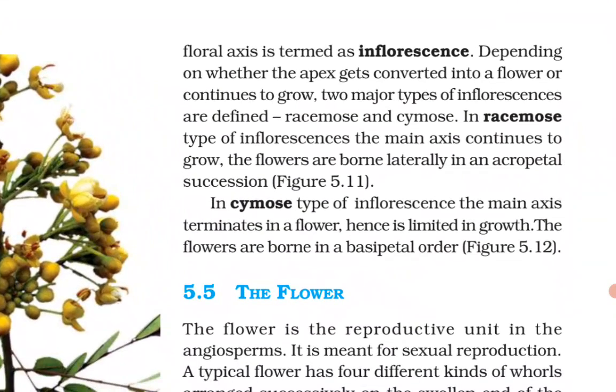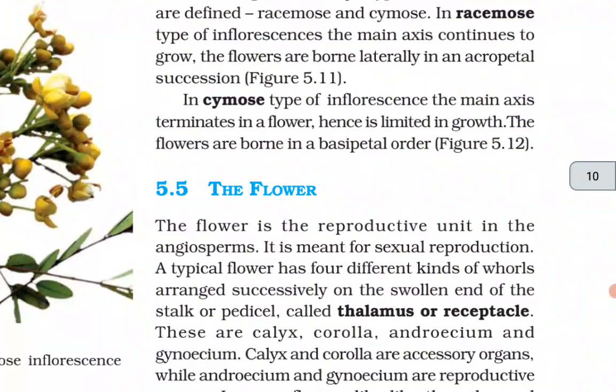Depending on whether the apex gets converted into a flower or continues to grow, two major types of inflorescences are defined: racemose and cymose. In racemose type of inflorescences, the main axis continues to grow. The flowers are borne laterally in an acropetal succession. In cymose type of inflorescence, the main axis terminates in a flower, hence is limited in growth.